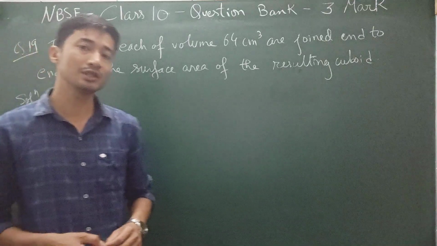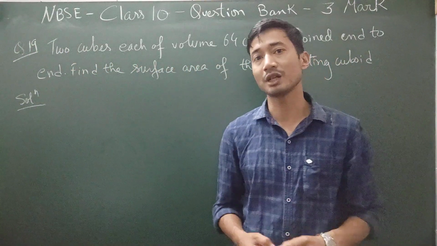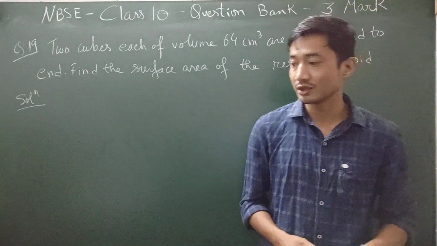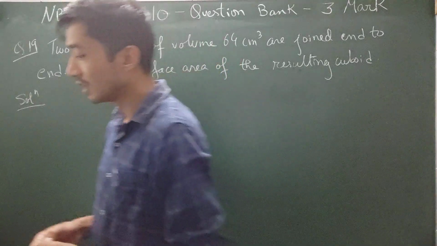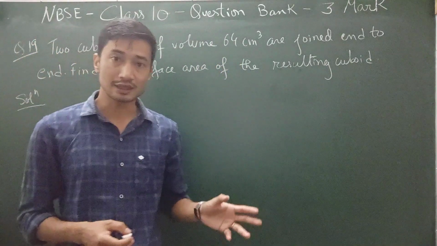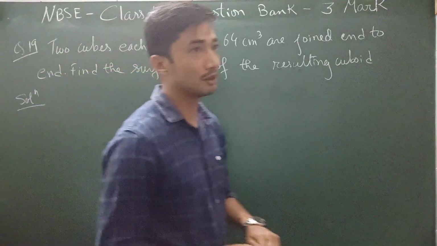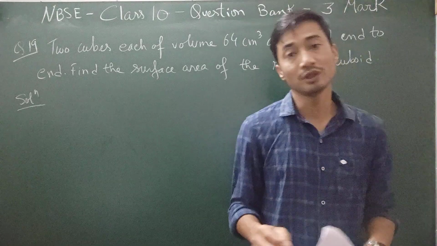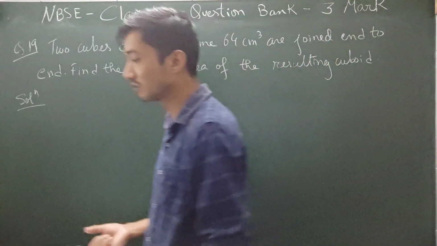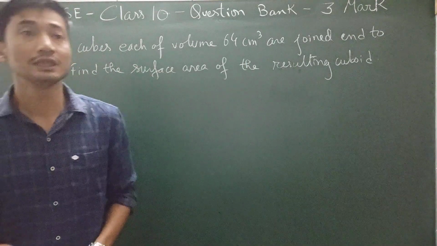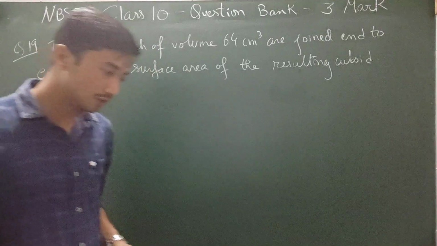This will be the third session of the solution of the 3-mark questions from the question bank provided by the NBSE. So we'll try to wind up the 3-mark questions in this session itself. Question number 18 will be from the reduced syllabus, the area of the shaded portion, and that part is removed from the syllabus this year. So we will not be doing that, and we will go straight to question number 19.